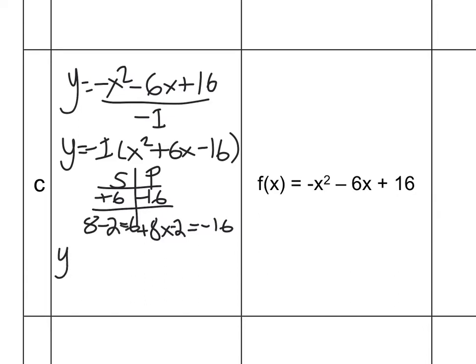So we'll come back down. We'll put our two brackets. And we'll write in what our values are that we solved that satisfy the sum and product, which is a +8 and a -2.